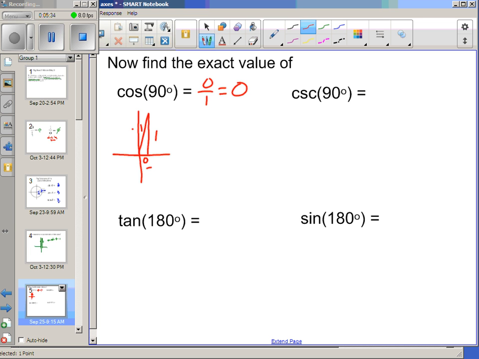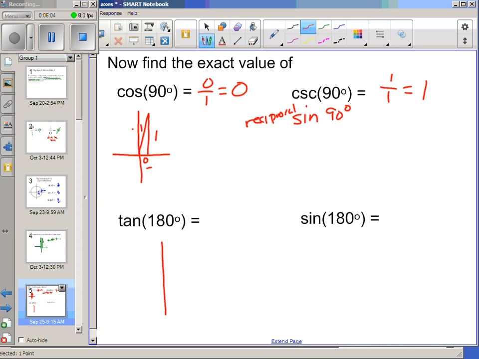If I'm trying to do cosecant, I have the same picture. Remember, cosecant is reciprocal to sine because it already has a co, and every pair of reciprocals needs a co. So reciprocal of sine of 90. Well, sine of 90 would be 1 over 1. So cosecant of 90 is also going to be 1 over 1, or 1. It's hypotenuse over opposite. Right?